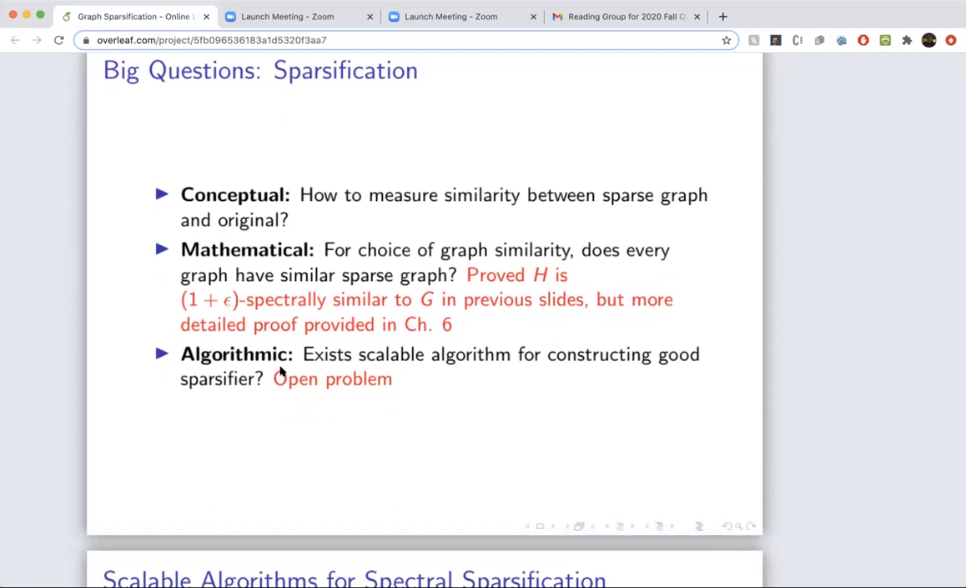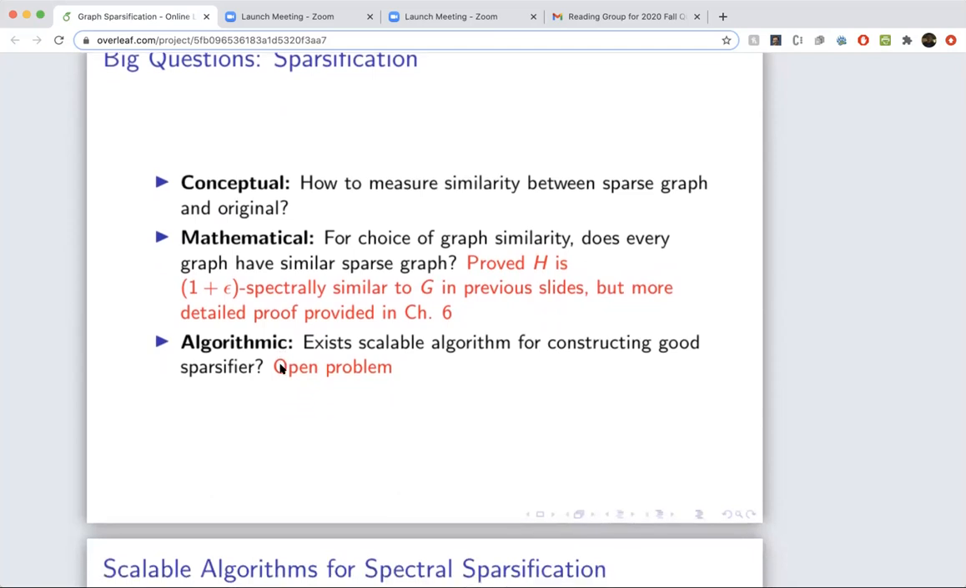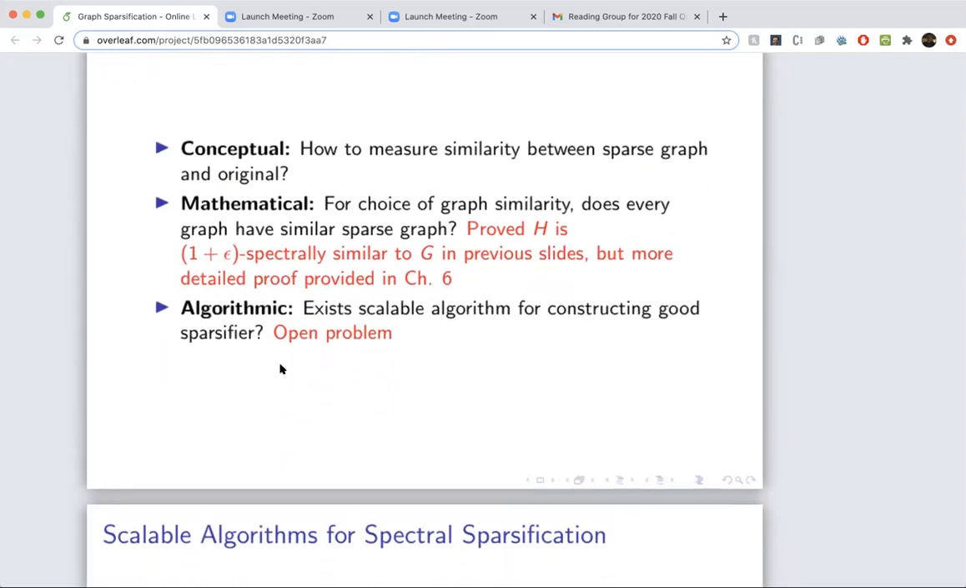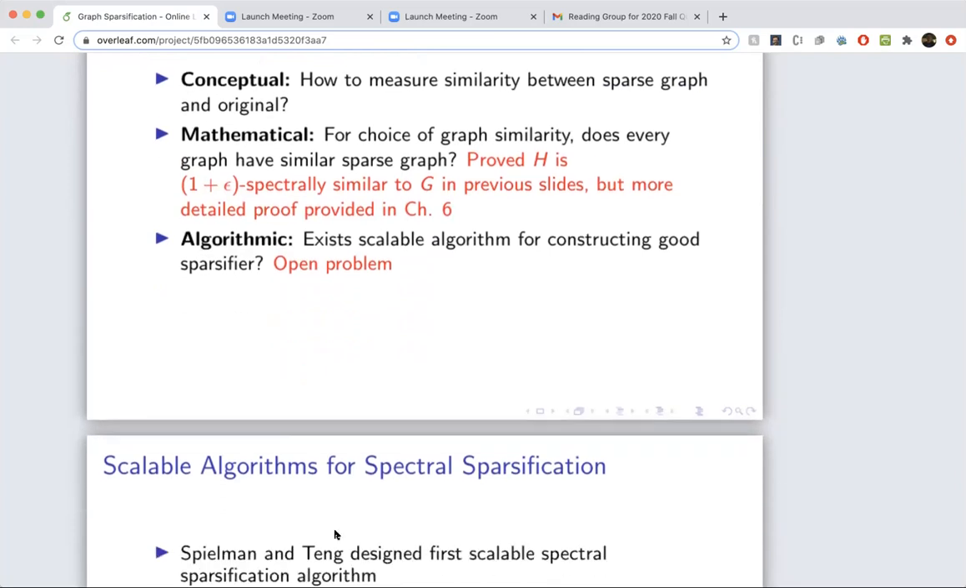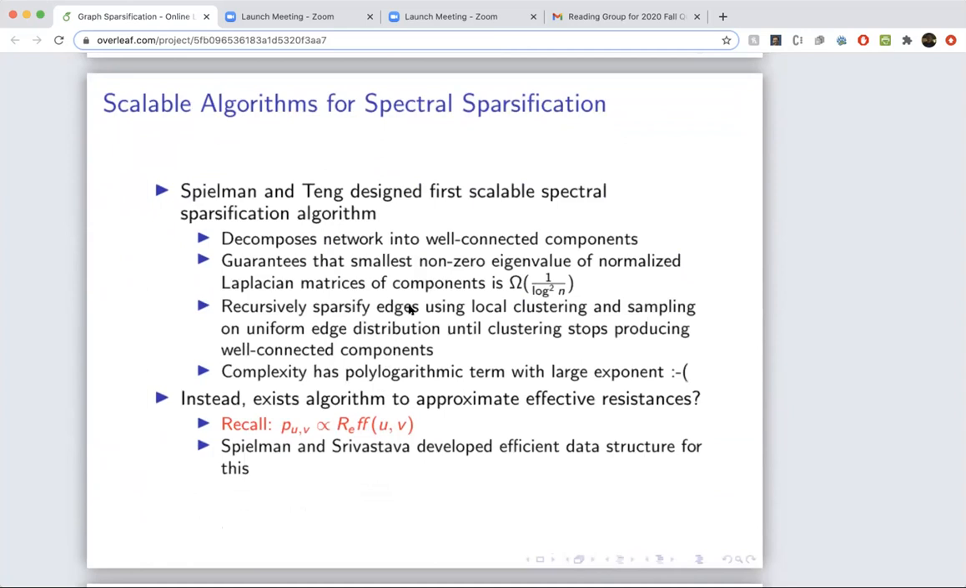And the next question that we're going to delve into right now is, does there exist any scalable algorithm for constructing a good sparsifier? Because as we saw, there is an issue with computing the effective resistances: we are still struggling to find a good algorithm to quickly compute the effective resistance between every pair of vertices in a graph. Okay, some work has been done in scalable algorithms for spectral sparsification. Spielman and Tang designed the first scalable one.